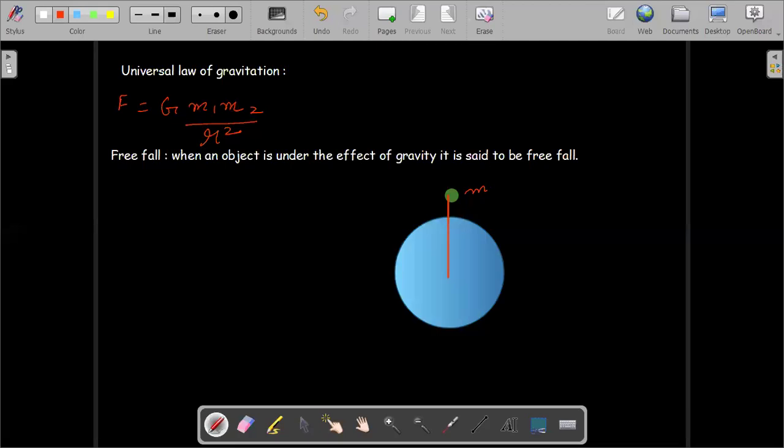So this object of mass m is being attracted towards the earth with a gravitational force. We know the mass of the earth, let the mass of the earth be M, and the earth has a radius R.